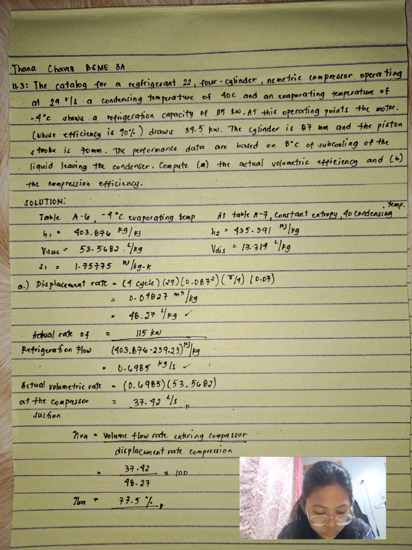So to compute the actual volumetric efficiency, it is equal to the volume flow rate entering the compressor over the displacement rate of the compressor. To simplify, 37.42 over 48.27 times 100 is equal to 77.5%, and that is the final answer for letter A.